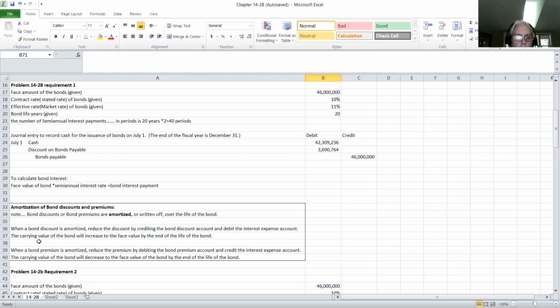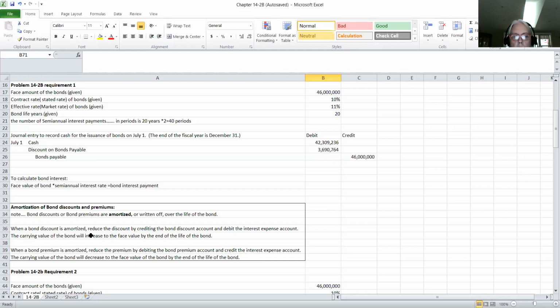Something else that I wanted to note about when you're amortizing a bond discount: to do the amortization entry, you're going to need to reduce the discount by crediting the bond discount account, and we will debit the interest expense account. In other textbooks, I've learned it as bond interest expense. So if you hear me call it bond interest expense, I'm really just talking about interest expense. In this textbook that you're using, they just call it interest expense.